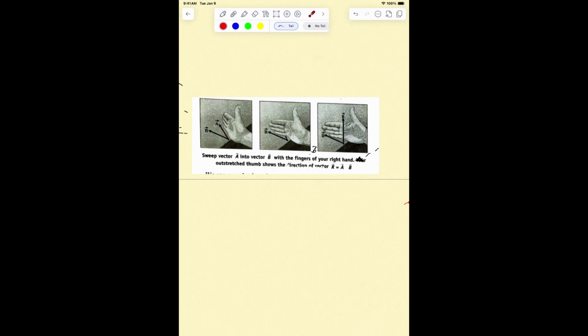Not the reverse, not the back side of your hand. This is where you should keep it. Now you can see that when it is like this, your thumb is showing the vector product direction, that is coming upwards, right?